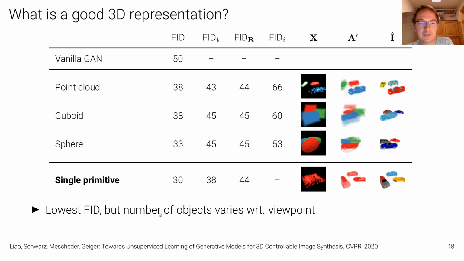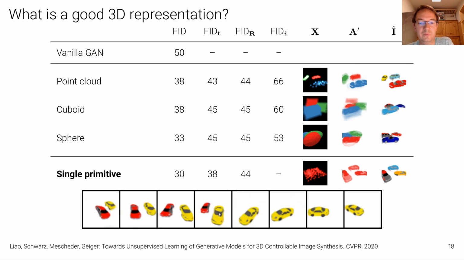However, what we observed is that the number of objects now varies with respect to the viewpoint, because the model cannot distinguish different numbers of objects anymore. So when we rotate the scene, it can happen that this red car here completely disappears.